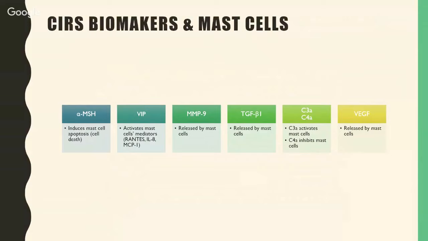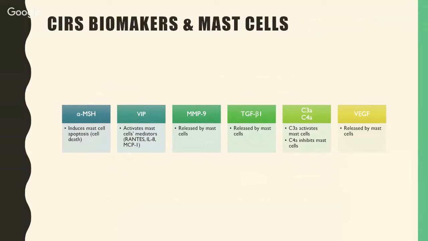C3A we more typically see with a bacterial trigger. But C3A can actually activate mast cells while C4A can inhibit. That's very interesting to me because we can see mast cell activation in both elevations of C4A and C3A, even though one of them activates and one of them inhibits. And then once again, just like the MMP9 and TGF-beta, the VEGF is released by mast cells as well. And we see this elevated in CIRS as well.